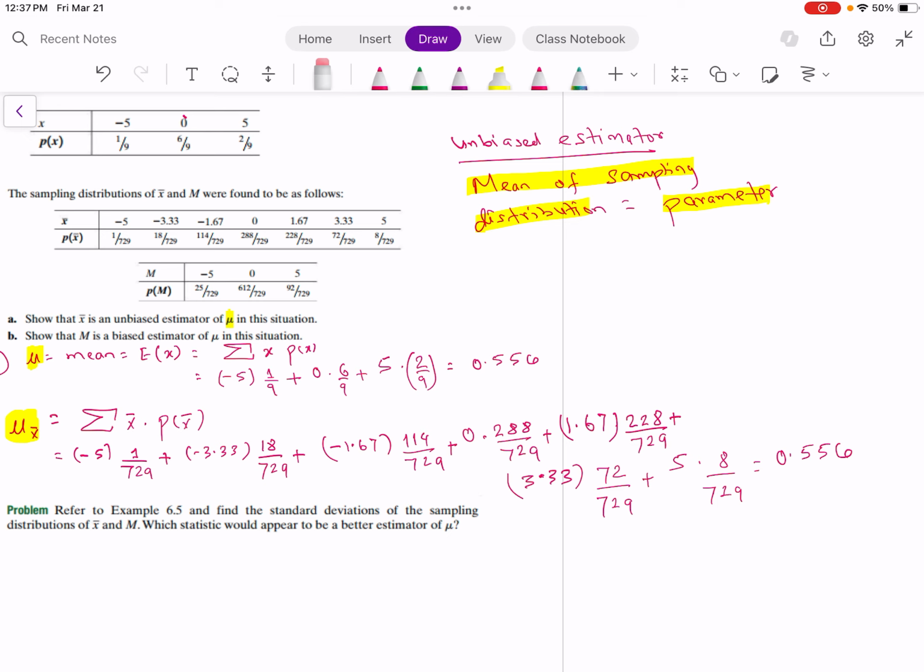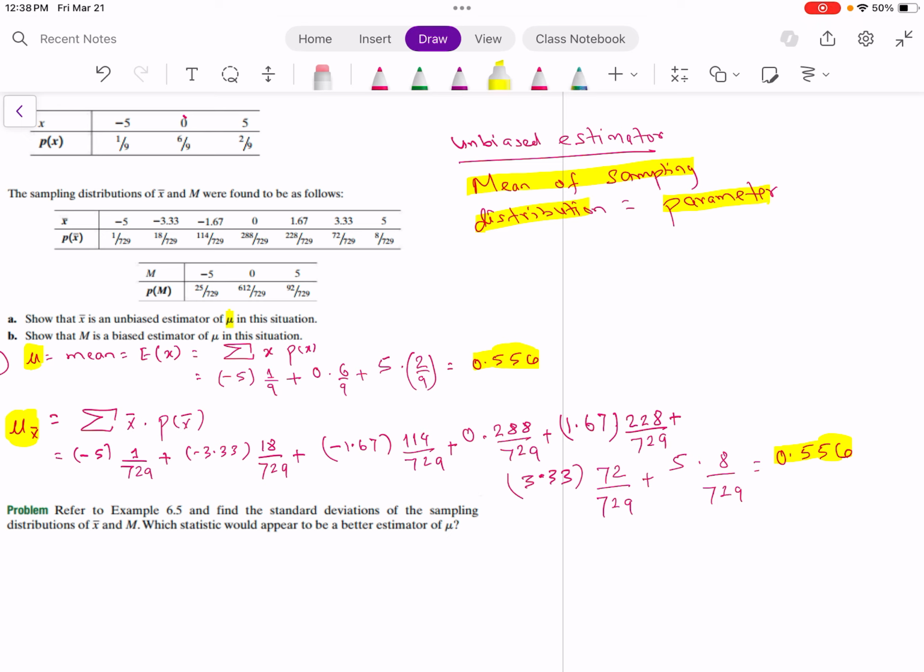And if that is the case, what do we call x bar? Is it an unbiased estimator or a biased estimator? It is the unbiased estimator. Okay, so if the value of mu, which is 0.556, and mu of x bar, which is also 0.556, are equal to each other, we call x bar an unbiased estimator.